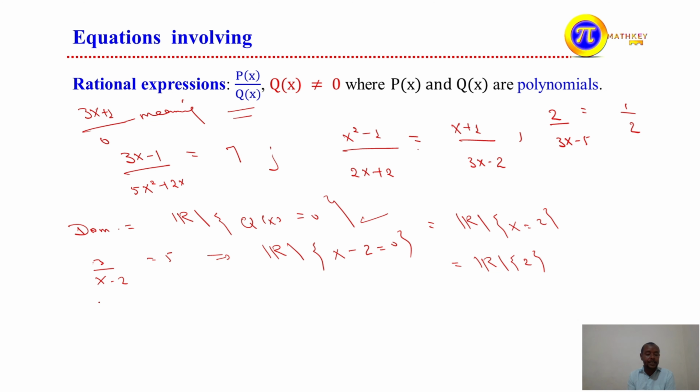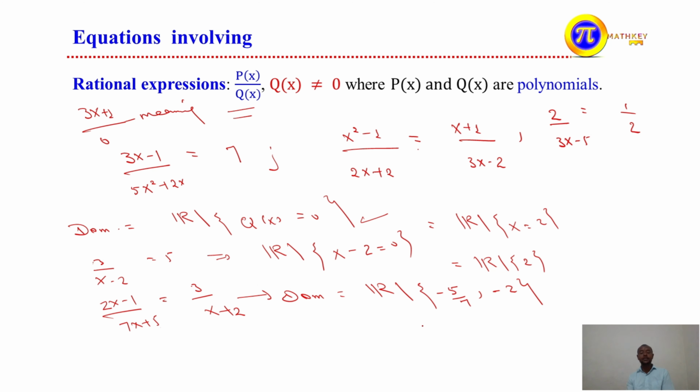The same holds for other cases. Consider 2x minus 1 over 7x plus 5, for instance, is equal to 3 over x plus 2. What's the domain of this? The domain is all real numbers except the zeros of the denominators. For 7x plus 5 equal to 0, x is negative 5 over 7. For 3 over x plus 2, the zero of the denominator x plus 2 is negative 2. So the domain is the set of real numbers except these values.